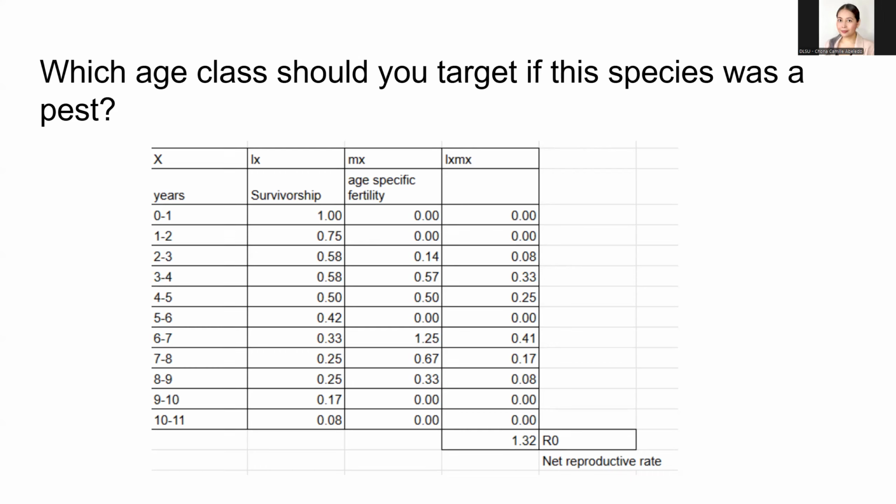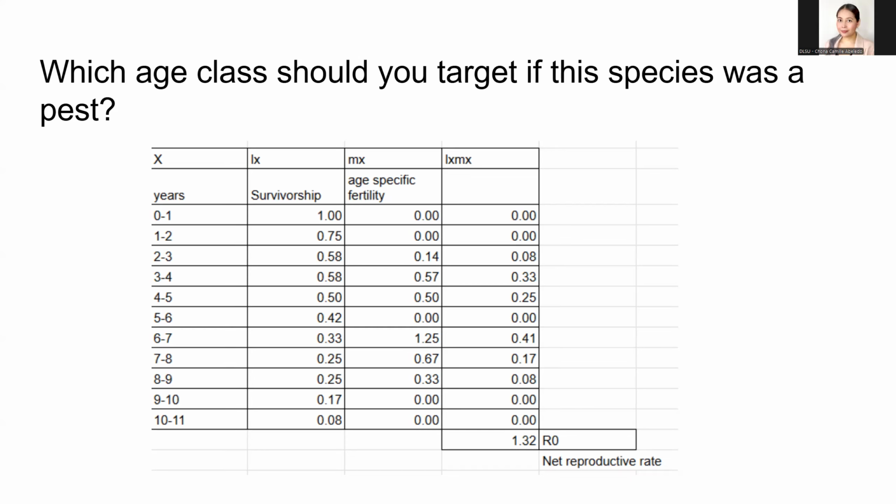Raze, do you agree or disagree? I agree with RC po, miss. Similarly rin po na with conservation, you would keep the age group with the most fecundity. You'd also focus on that group para ma-control yung population po. So same po na yung age groups na 6 to 7 would be the ones we would target if the species was a pest po.